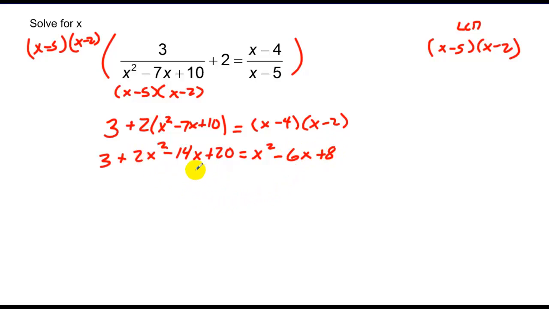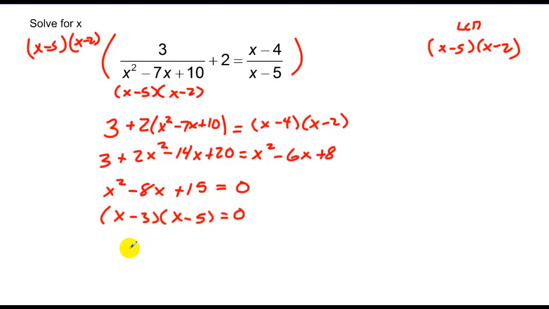Since I have a quadratic, I set it equal to 0, subtract the x squared over, and I have x squared. I have a 3. All right, let's go with the negative 14, add the 6 over, so that's a negative 8x. Then I have 23 and bring the 8 over, so that's going to be a 15, and that's actually a positive. So then I factor, that's (x minus 3)(x minus 5) is equal to 0. So x equals 3 and x equals 5.